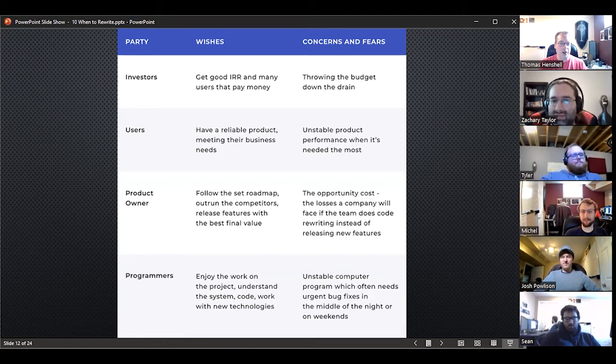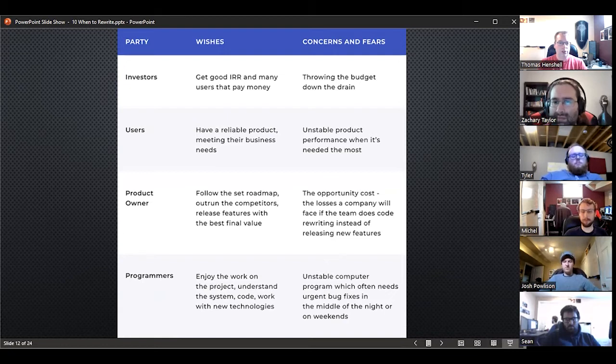Okay, next is the product owner. And what is their wish? To follow a set roadmap. So I'm a product owner that is managing the things that we're working on. So I want to follow a set roadmap, outrun the competitors. Yeah, if we take another 8 years to finish this game, then I'm sure all the cool features, competitive advantage things that are in the game will be lost because other people have now made games with them. So I want to outrun the competitors and release features with the best final value. I want features that people are like, wow, this is amazing. I can't believe how awesome this game is. And it didn't take a lot of time necessarily to make that feature. Those are the best features.